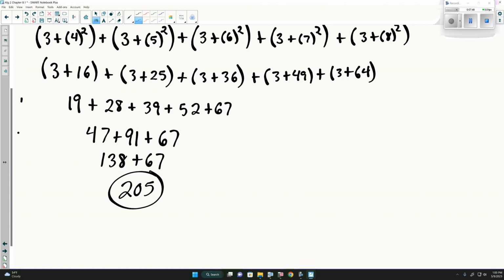It's also telling us that the fourth term is 19, the fifth term is 28, sixth term is 39, seventh term is 52, and eighth term is 67, because those are each of the terms of the series. And we're just adding all those together. Questions on any of these here?